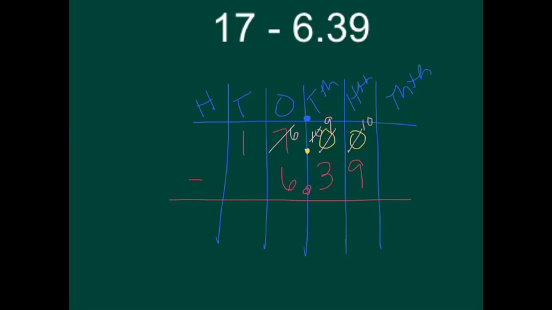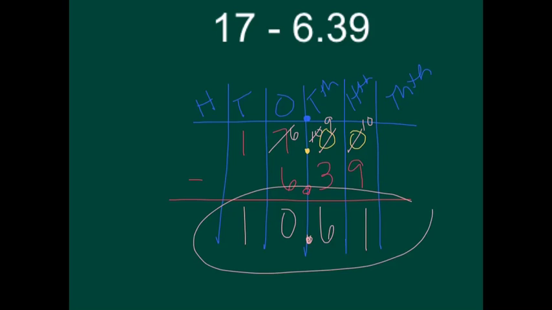10 minus 9 is 1. 9 minus 3 is 6. 6 minus 6 is 0. 1 minus 0 is 1. Drop down my decimal point. My answer is 10 and 61 hundredths.